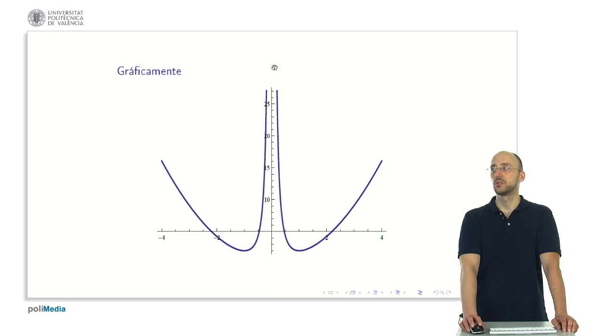What does the graph look like? It decreases here, goes to minus 1, then it increases. So this is a minimum, and this is also a minimum. There is no maximum in this case.